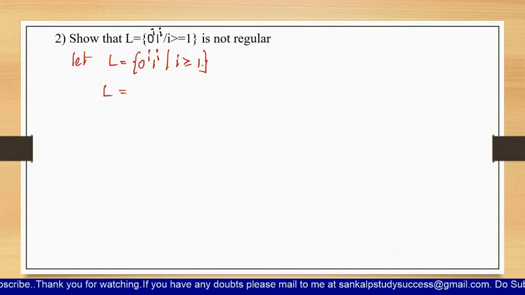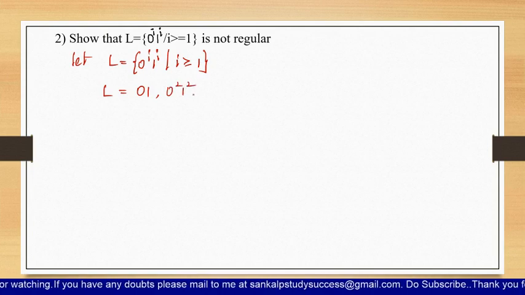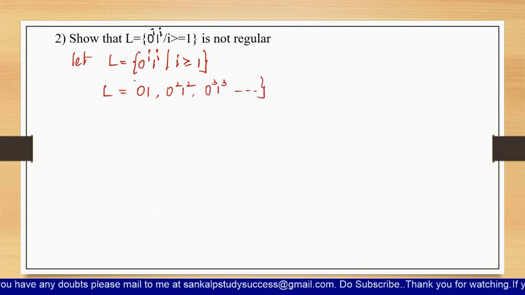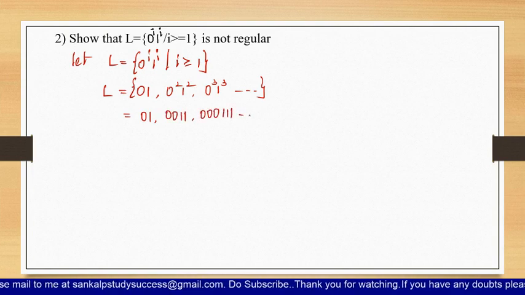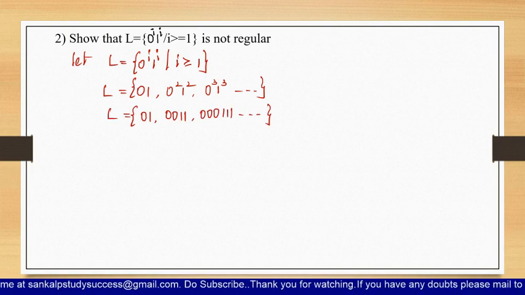If we substitute i equals 1, then we get 0 and 1. If i equals 2, you will get 0 square and 1 square. Then if we substitute 3, 0 cube and 1 cube. So this goes on. That means equal number of zeros are followed by equal number of ones. That means we can write it as 01, 0011, 000111 and so on. So equal number of zeros are followed by equal number of ones.